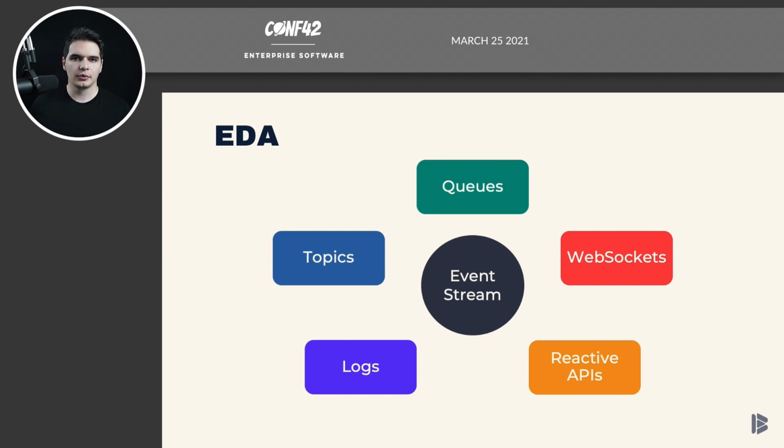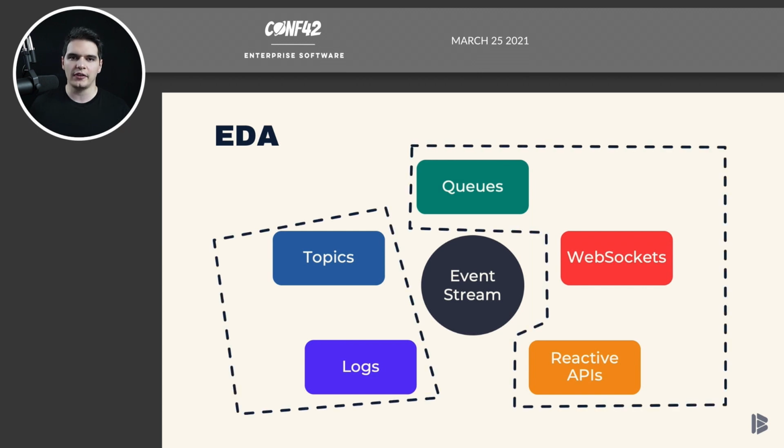For example, queues, WebSockets, and reactive APIs treat events differently compared to topics and logs. While using the first category, we can only react to events. We consume them, and then they're gone, with no option of getting them back. Topics and logs, on the other hand, can persist those events, and we can replay them later on. This pattern is a bit more powerful, and we'll see why a bit later.